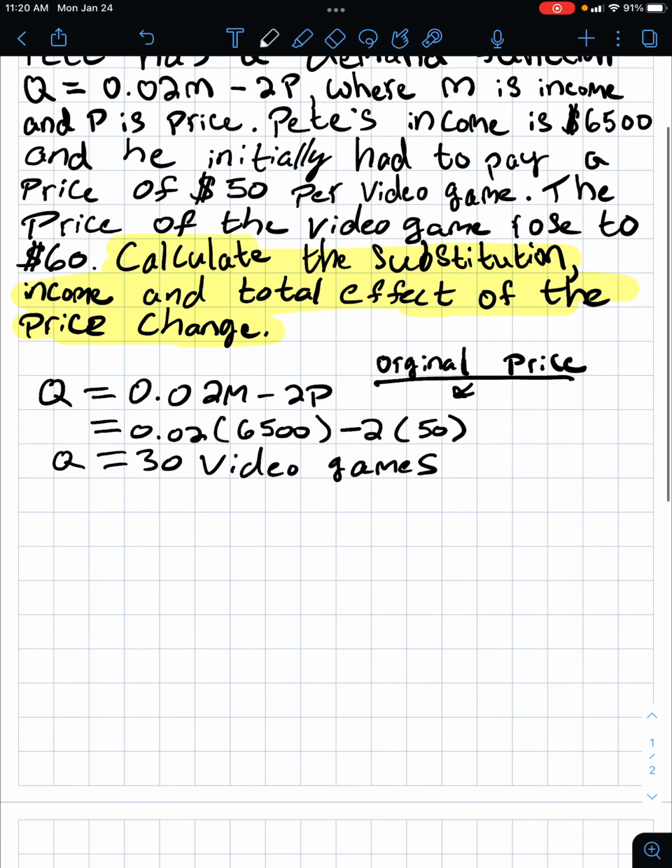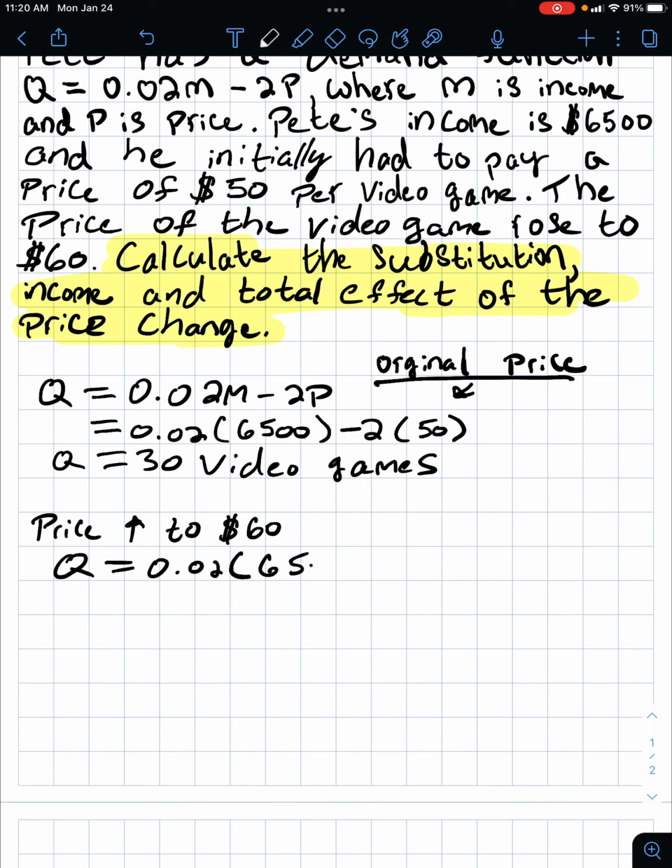And now let's find when the price increases. So now the price increases to $60. What is Pete's demand? Well, it would be Q equals 0.02 times 6,500 minus 2 times 60. Now if we plug this into a calculator, you will get Q equals 10 video games.